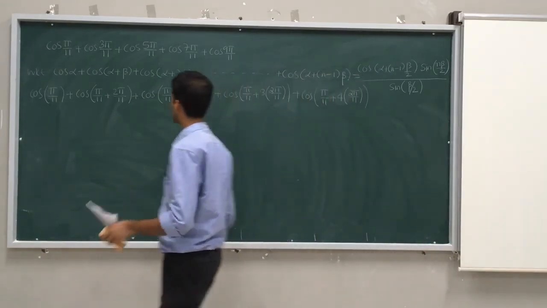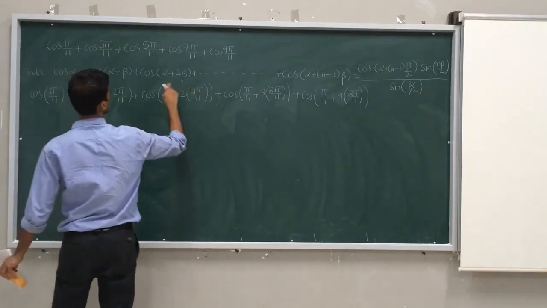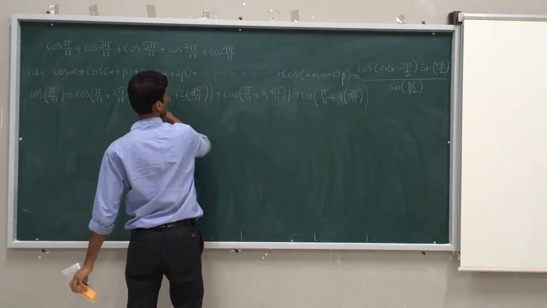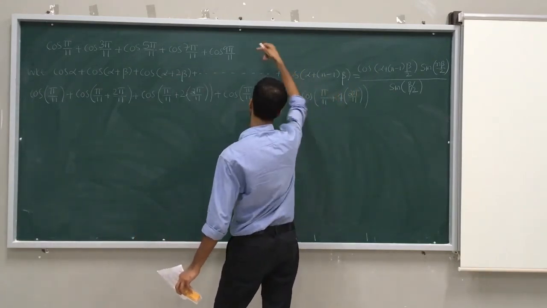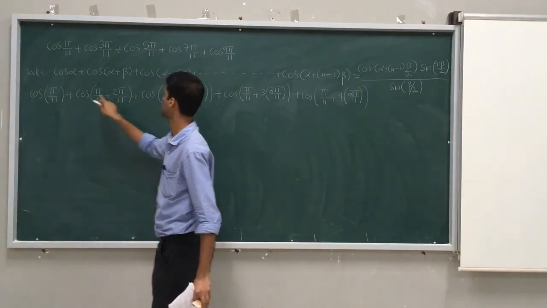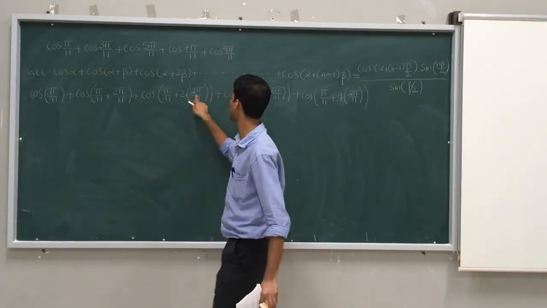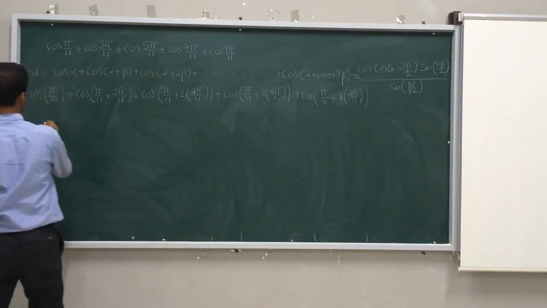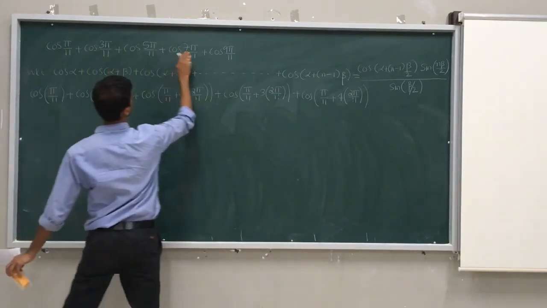You just check. 2 pi plus pi is 3 pi, 4 pi plus pi 5 pi, 6 pi plus pi 7 pi, because the LCM is the same everywhere, 8 pi plus pi 9 pi by 11. With this I can say alpha is pi by 11, beta is 2 pi by 11. Therefore, what is the formula? I can say here n is what? 1, 2, 3, 4, 5, so n is 5.